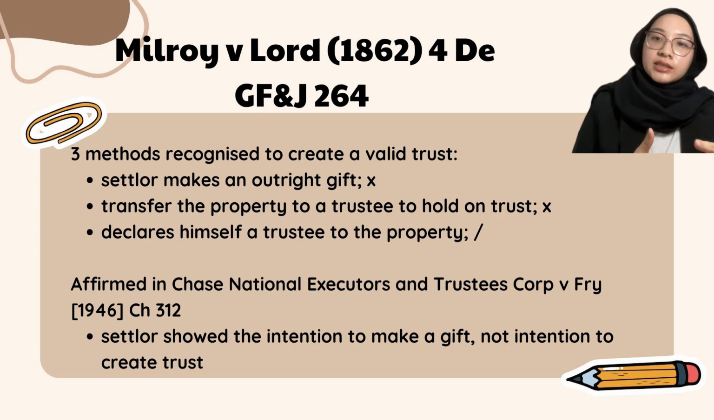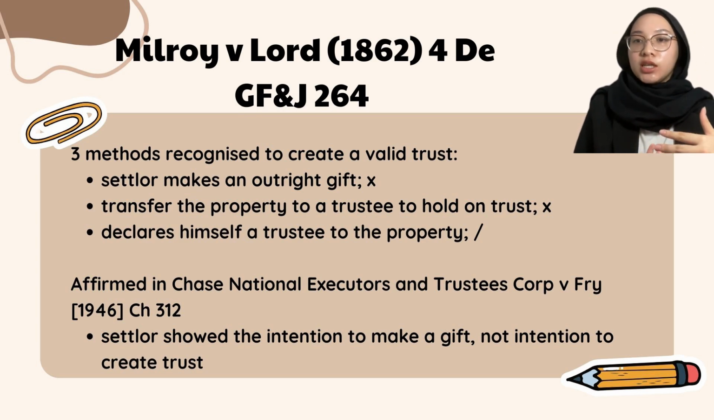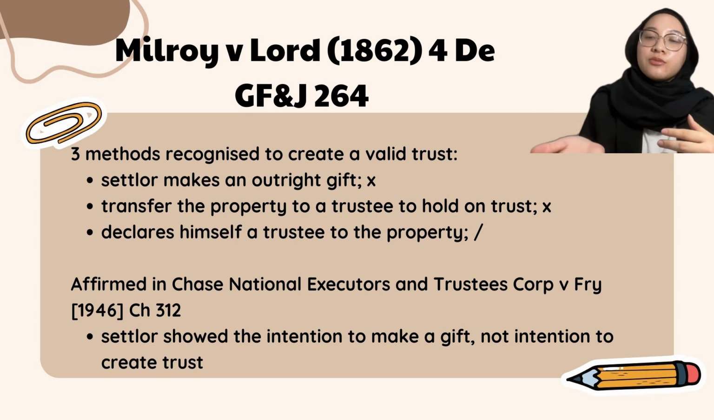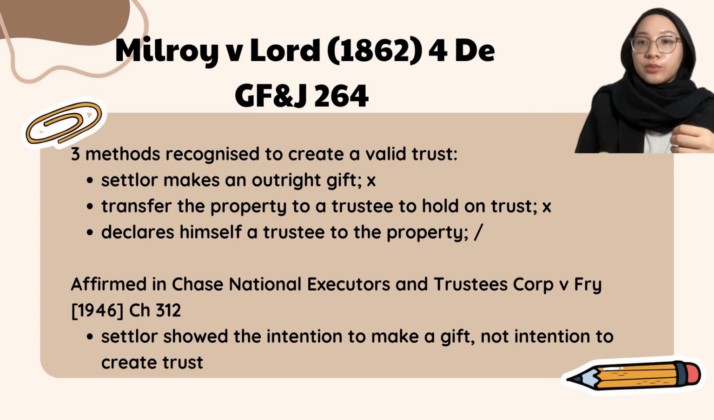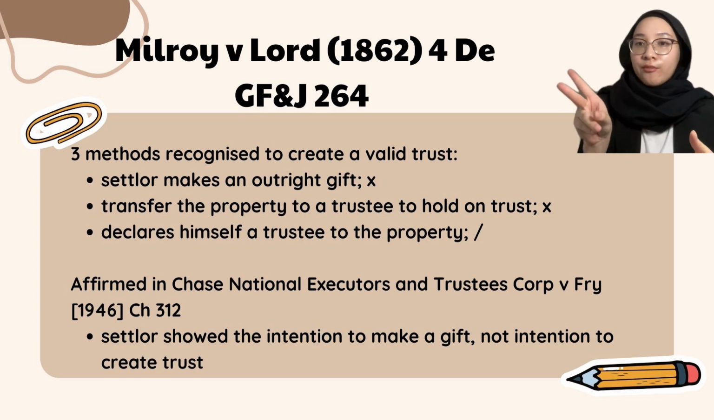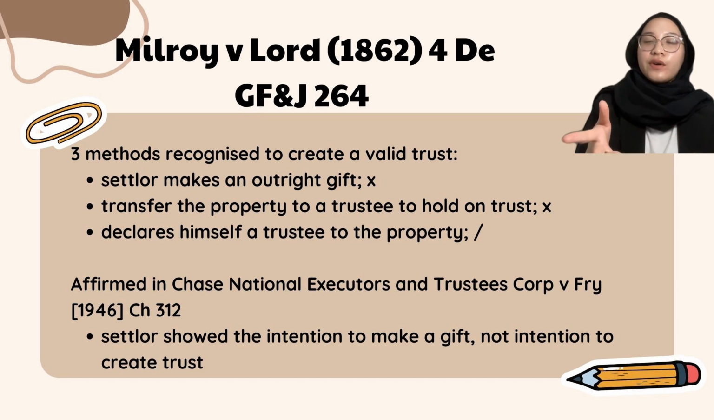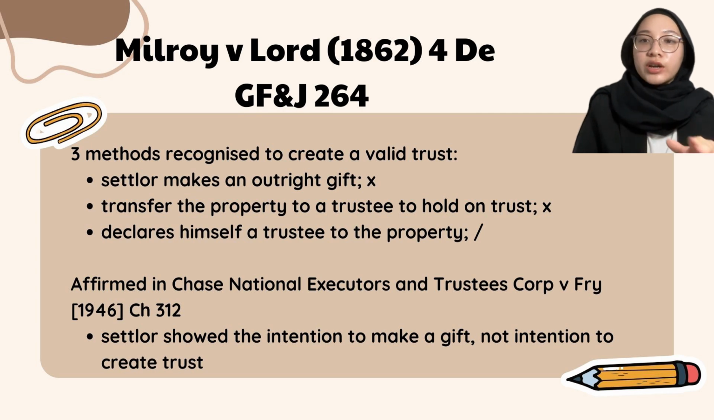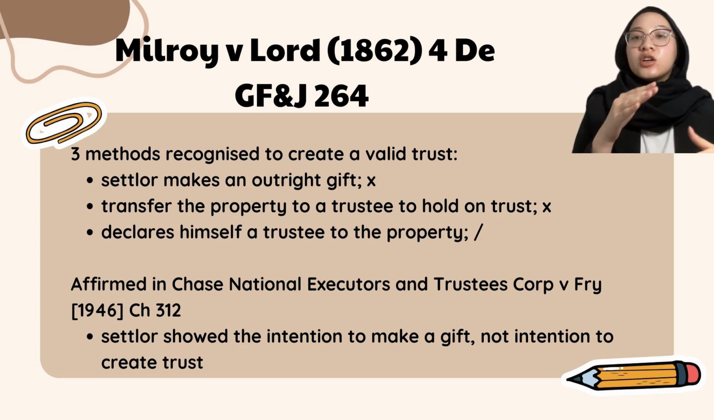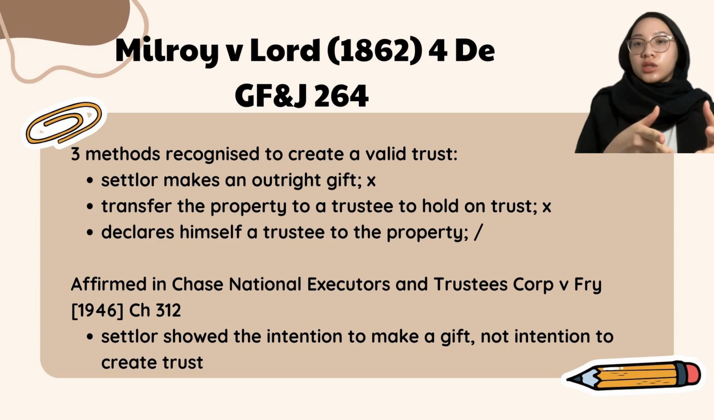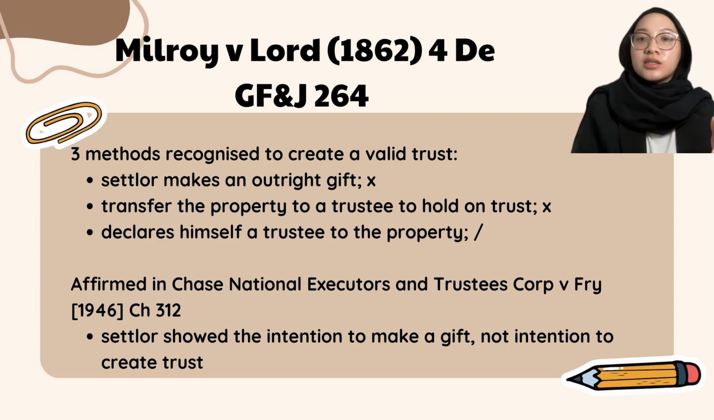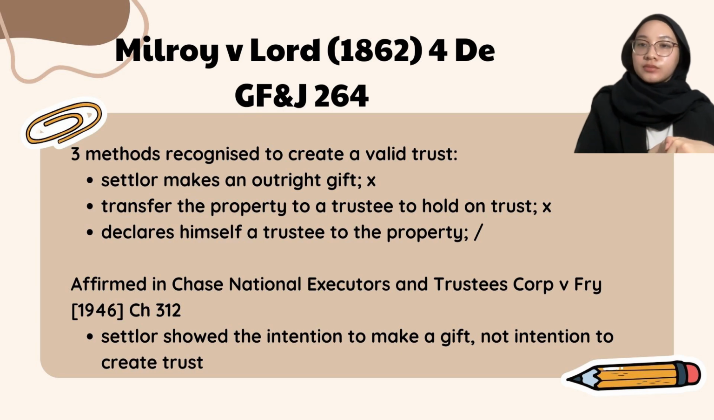Lord Justice Turner has stated the 3 methods that are recognized in equity in making a gift, which is where the settler makes an outright gift, transfers the property to a trustee to hold on trust, or declares himself as a trustee to the property. However, the first 2 methods I've mentioned will have an issue if the formalities for transfer of legal title are not satisfied, and the title is not properly vested on the intended donee or trustee, which would render the transfer an imperfect gift. He goes on further to state that there is no equity to perfect an imperfect gift because equity will not assist a volunteer.